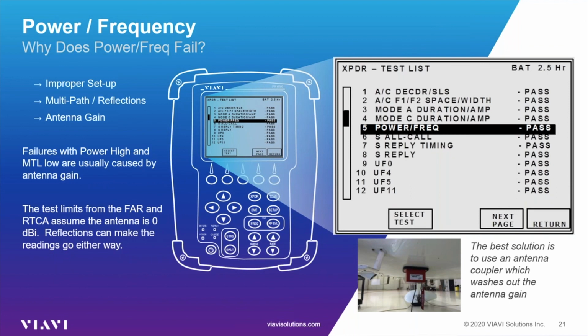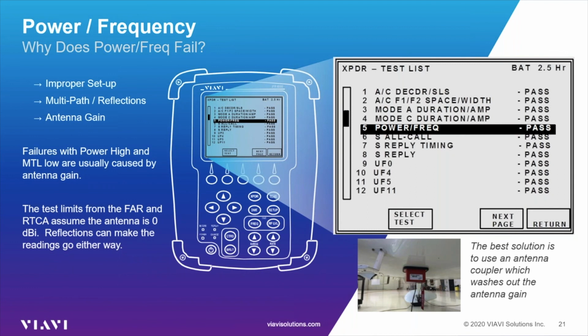One of the things that often fails is the power and frequency that's coming out of the transponder. Now, this can be due to a number of things, such as improperly being set up. It can be due to multipath or reflection issues within the hangar or the environment that you're testing. And it could also be that you've got the antenna gain parameters set up incorrectly.